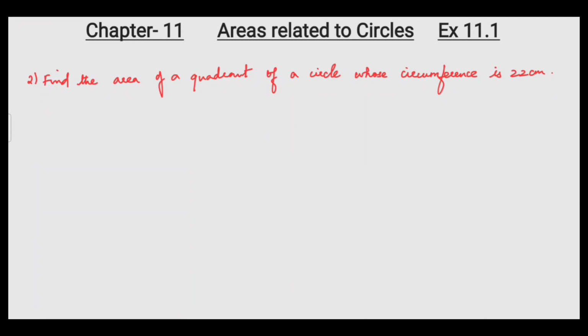Today let us see question number 2 of exercise 11.1. Find the area of quadrant of a circle whose circumference is 22 cm. Note, circumference of circle is 2 pi r. It is given as 22 cm. We will take pi as 22 by 7.